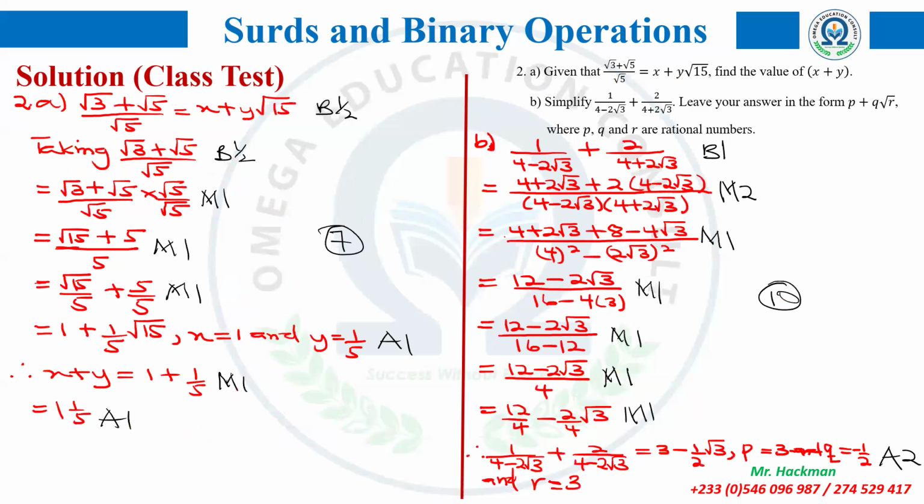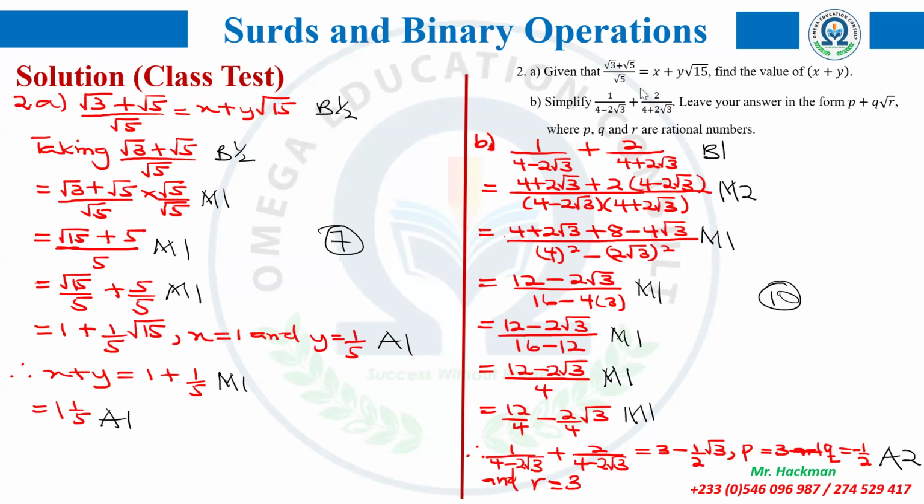So for question 2, we'll be looking at A and B here. So this is what we have. Question 2A, let's see whether there is any salient part to underline, because that is always critical in protecting our marks. So let's see. In the question, what am I given? I'm given that this is equal to this. Find the value of x plus y.